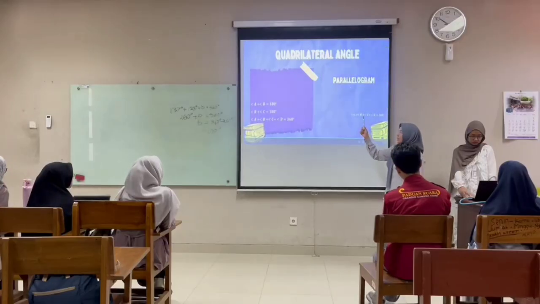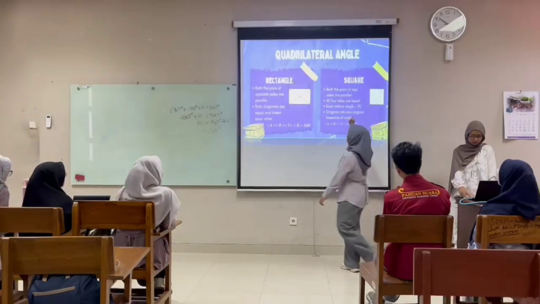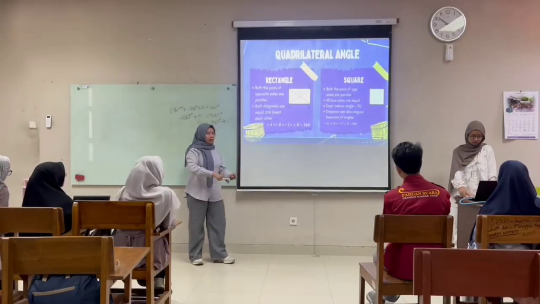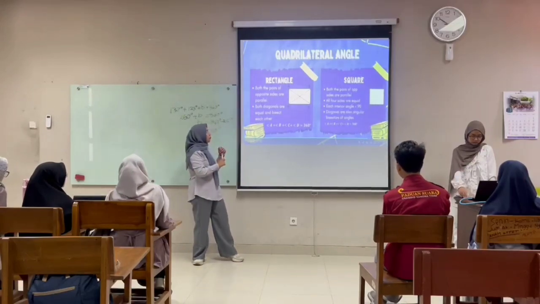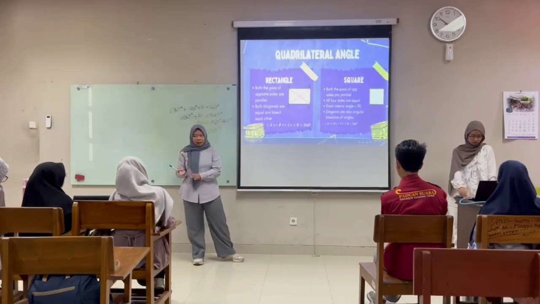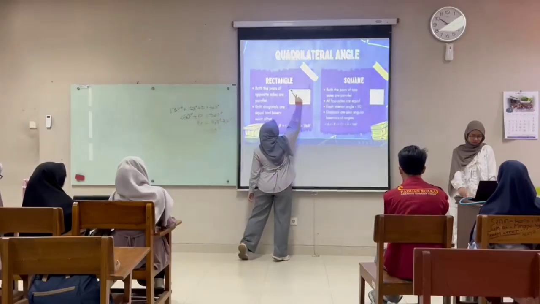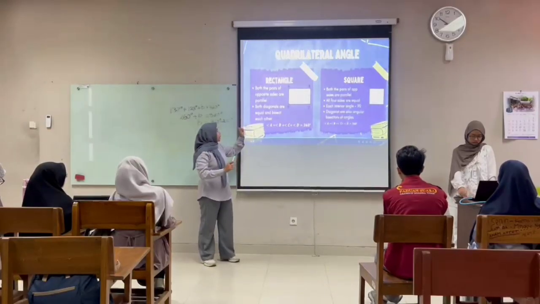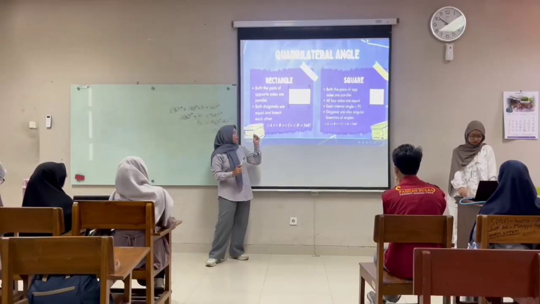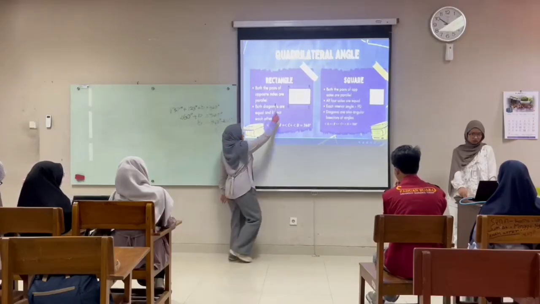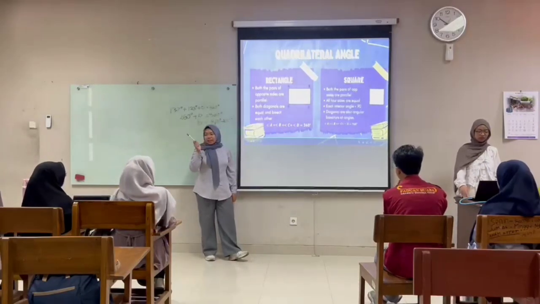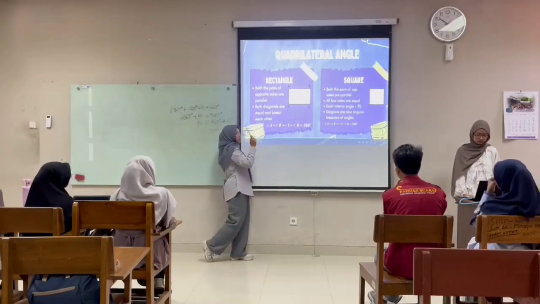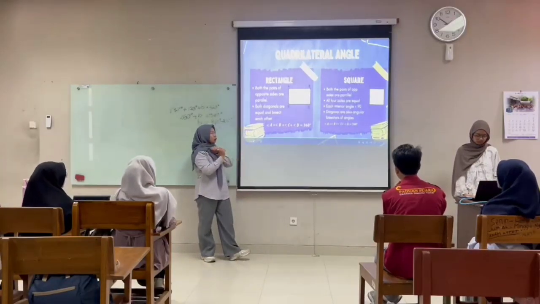The next material is the third type of quadrilateral. This is a rectangle. A rectangle has pairs of opposite sides that are parallel. Also, the diagonals are equal and bisect each other. So, angle A plus angle B plus angle C plus angle D is 360 degrees. Okay, good job.